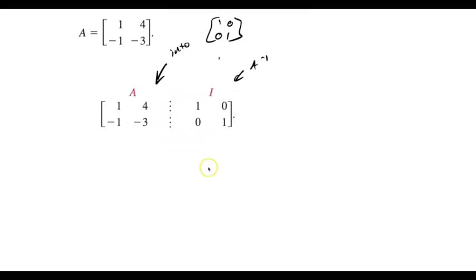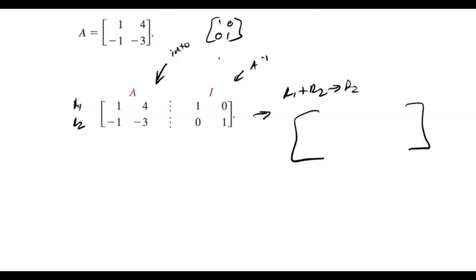Let's try it. First, I want to make this guy a 0. So let's add row 1 and row 2. Let's go row 1 plus row 2, then add it, make that my new row 2. So I'm going to keep row 1 the same, and then we're just going to add down these two rows. 1 plus -1 is 0. 4 plus -3 is 1. And you also have to do the same thing here. 1 plus 0 is 1. And then 0 plus 1 is 1.